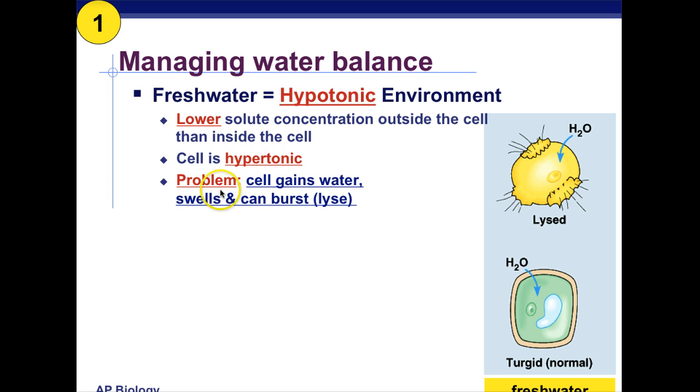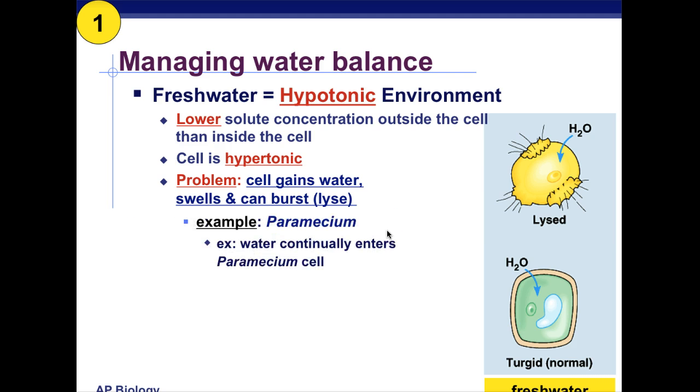The problem with a cell being in a hypotonic environment, meaning an environment with less solute than inside of the cell, is that the cell is going to gain water. Water is going to move into the cell because the inside of the cell has a higher solute concentration, which can cause the cell to burst. The fancy word for bursting is to lyse, or to split.